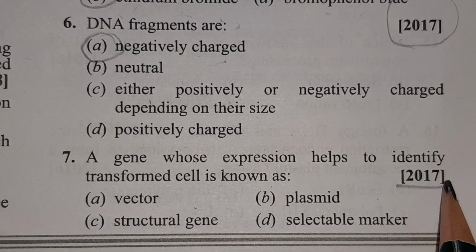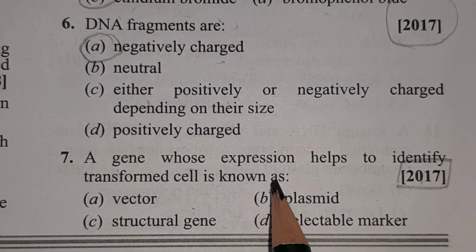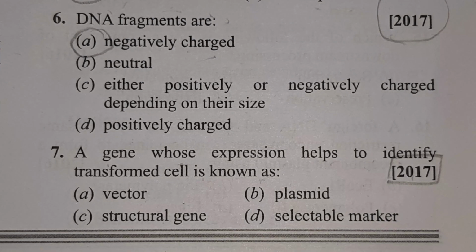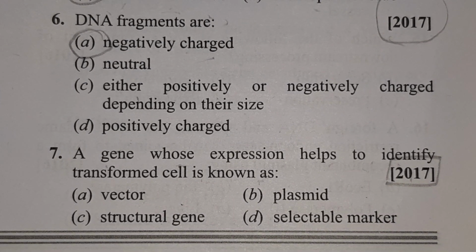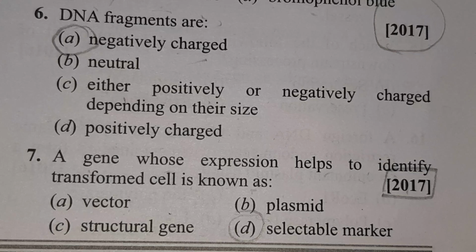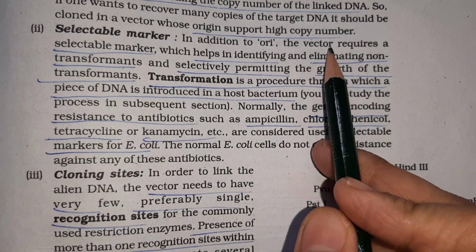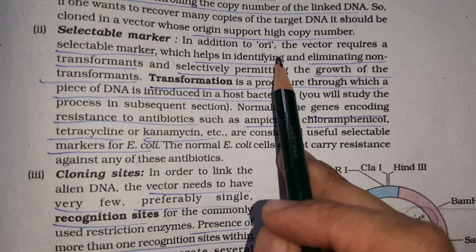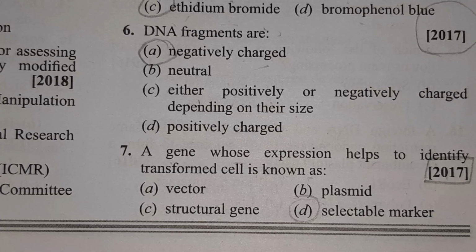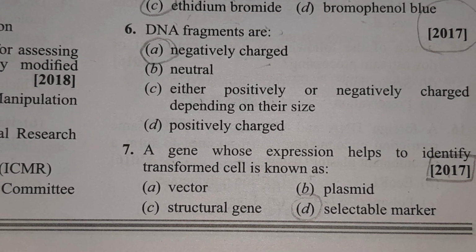Next question, this is also from 2017. A gene whose expression helps to identify transformed cell is known as A. Vector, B. Plasmid, C. Structural gene, D. Selectable marker. The correct answer for this statement is D. Selectable marker. On page number 199 we have selectable marker. In addition to ORI, the vector requires a selectable marker which helps in identifying and eliminating non-transformants and selectively permitting the growth of the transformants. So the answer for this, a gene whose expression helps to identify transformed cell is known as selectable marker.